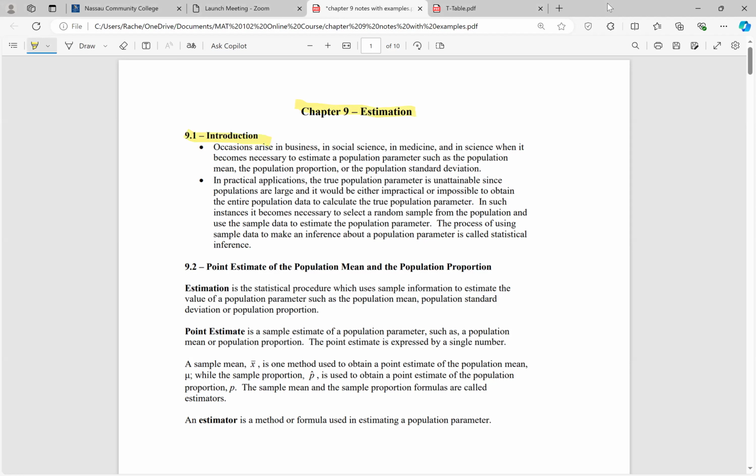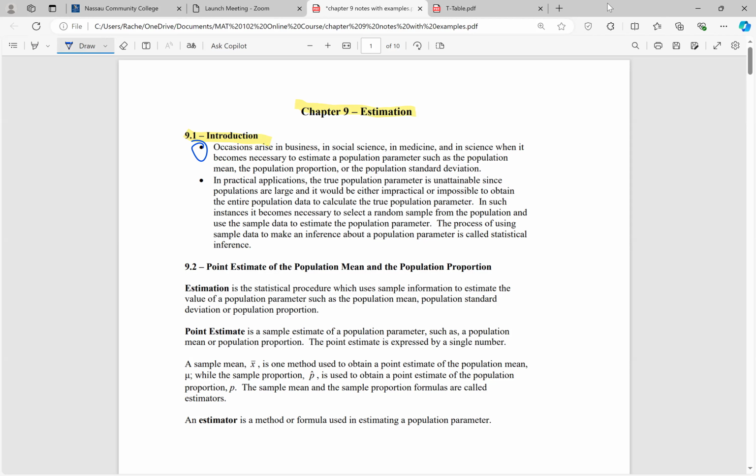So let's do a little bit of an intro. The first bullet here says that occasions arise in business, social science, medicine, and in science when it becomes necessary to estimate a population parameter, such as a population mean, a population proportion, or the population standard deviation. So in most real-world practical applications, the true population parameter is unattainable since populations are large and it's either impractical or impossible to obtain the entire population data to calculate the true population parameter, such as the population mean or a population proportion. So we've said this before.